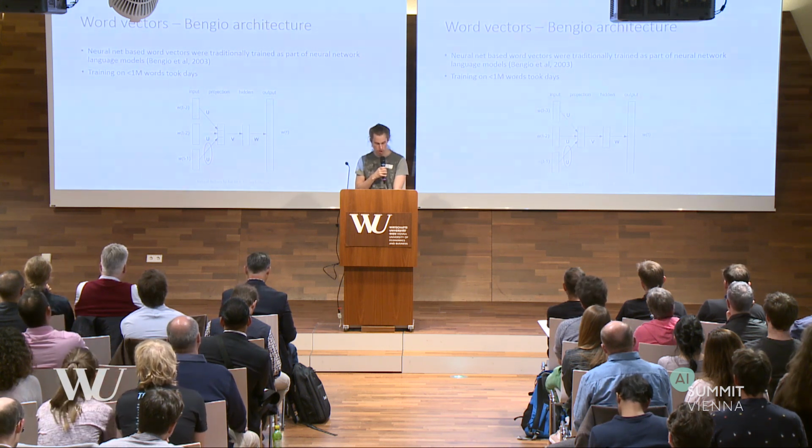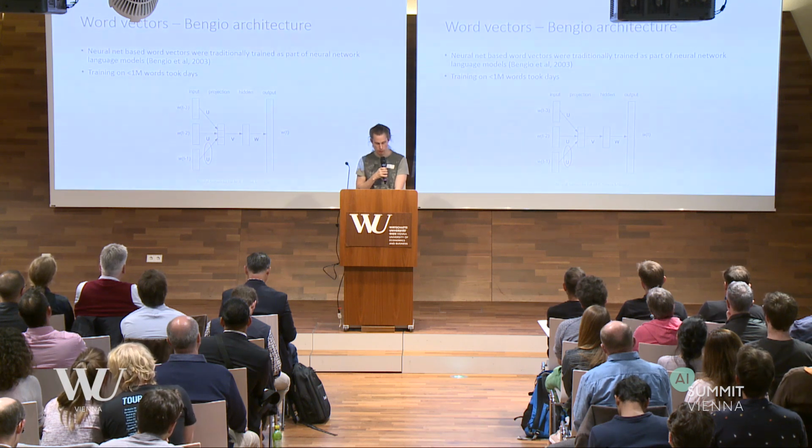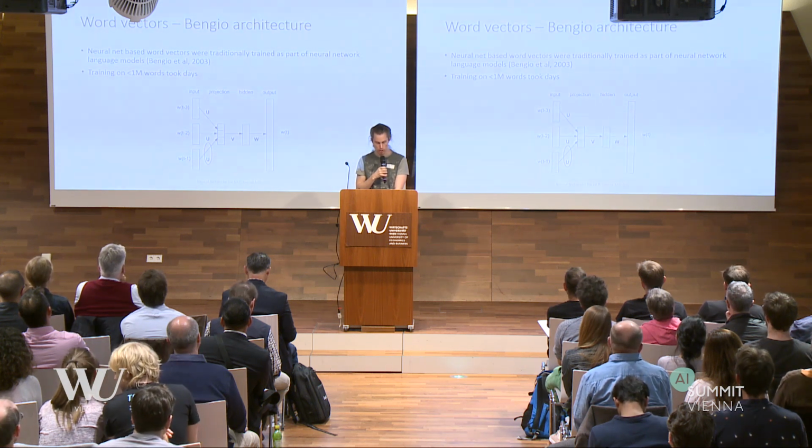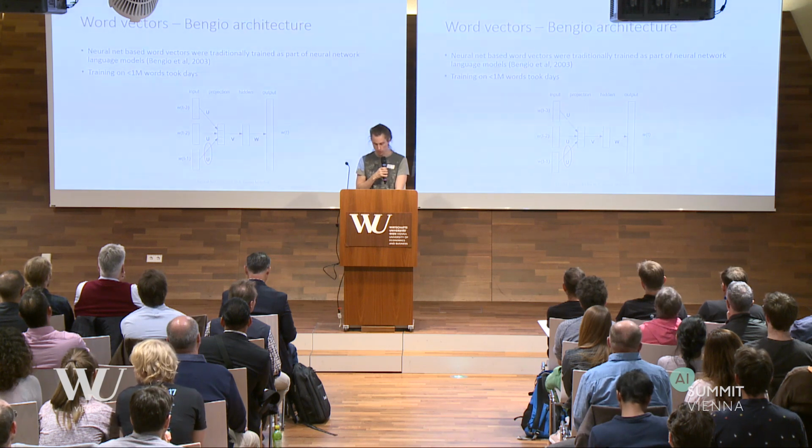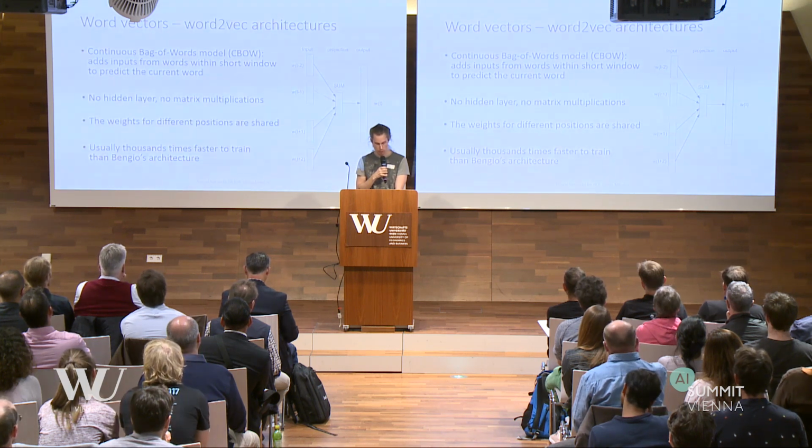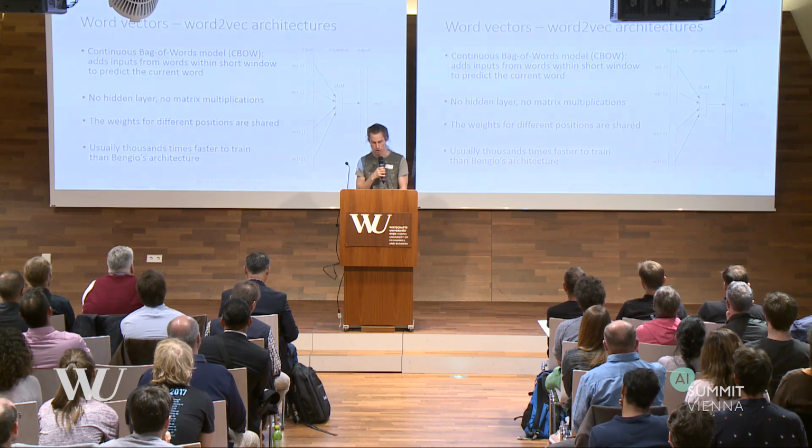So what you can do instead is simply remove the hidden layer, which will make the network unable to learn n-grams from the input, but that doesn't seem to be all that needed if you just care about the word vectors. So the architecture looks like this.